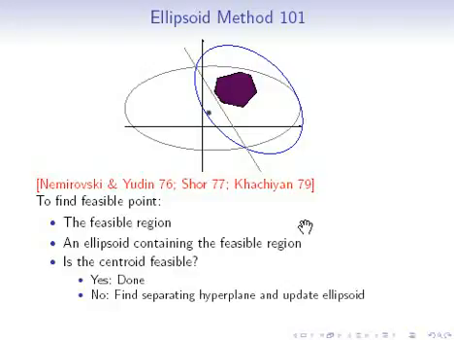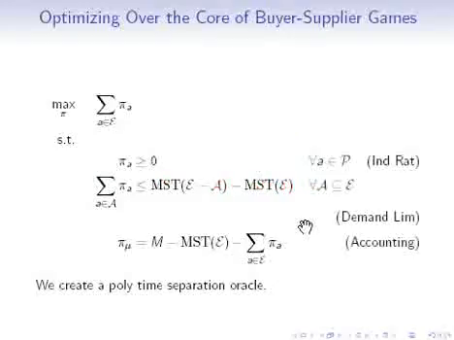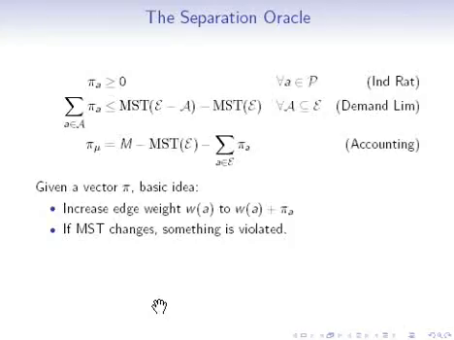So that's exactly what we're going to do in our problem. We're going to be able to find these separating hyperplanes. Being able to do that is called having a separation oracle for these exponentially many constraints. So given a vector pi, we're going to be able to tell if pi satisfies these exponentially many constraints, and if it doesn't satisfy them, we'll be able to output a particular inequality that's not satisfied.